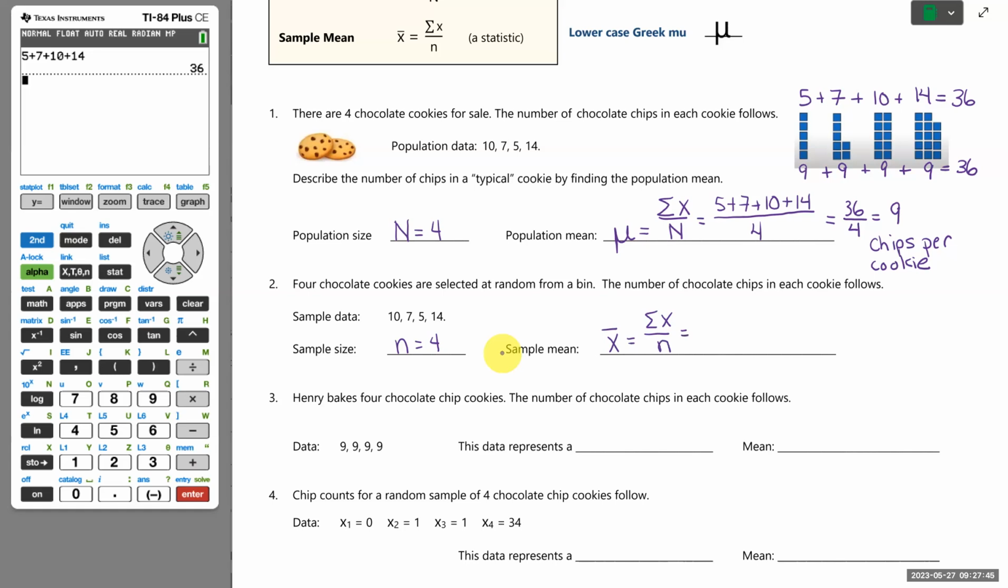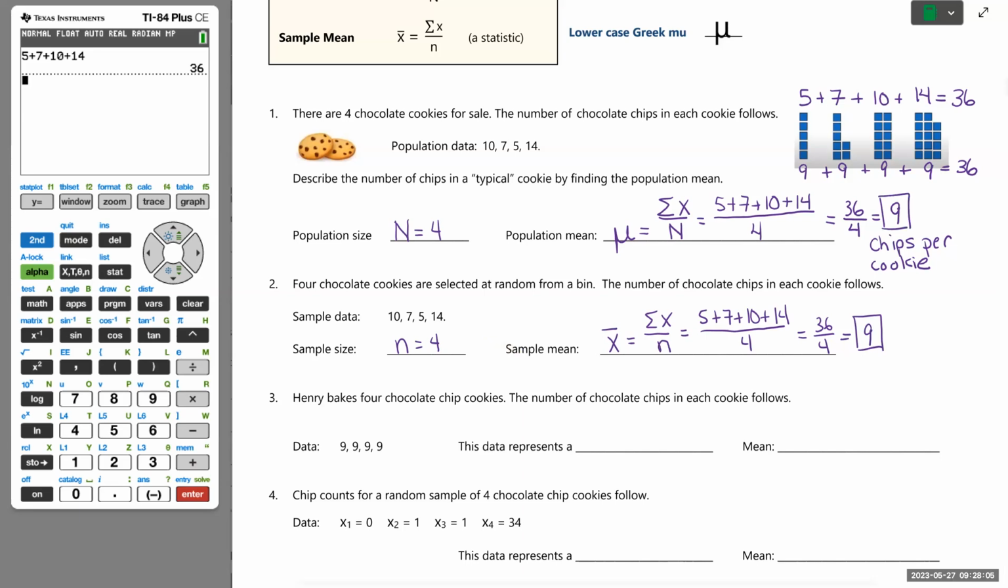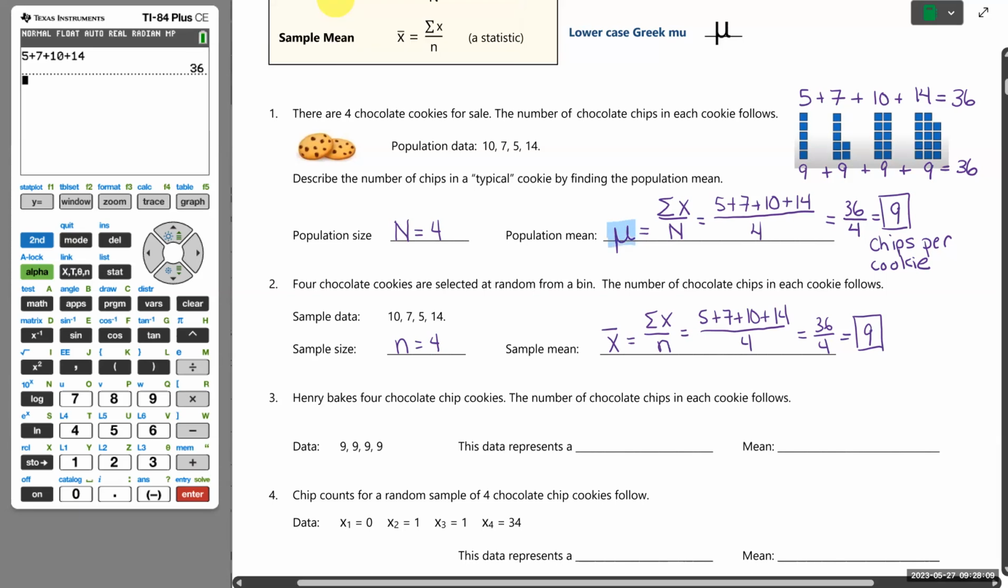But numerically, the calculation is going to be the same. So I'll write it again. We would still just add the data and divide by 4. So it's still going to be 36 divided by 4. It's still going to be 9. So the numerical answer is the same. The thing we want to be sure that we're getting is that the symbol changes for populations versus samples.